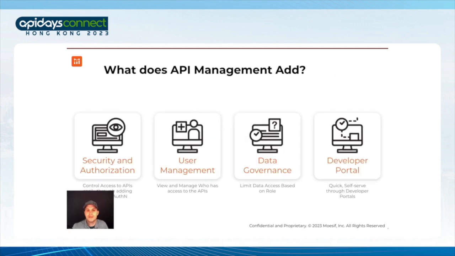Like I already mentioned, API management adds security and authorization. It adds user management, not just for internal users, but also for external users. Some platforms will also allow you to enforce data governance. So if someone has a specific role, they're only allowed to see these specific fields in the API. You can do that type of stuff. And then another nice thing is that many of them offer a developer portal, which is key to monetizing your APIs and making it easy for developers to access those and generate tokens and sign up.